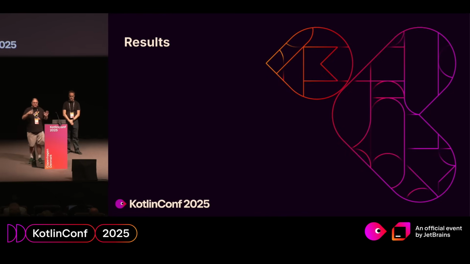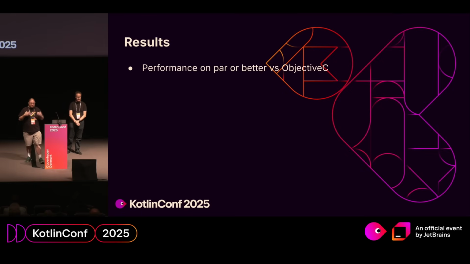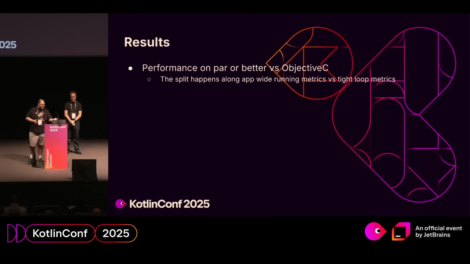That said, I'm going to make some broad, sweeping generalizations initially, and then dive down. So performance generally has been on par or better than our Objective-C code in the major metrics we measure, which is a really fantastic number for Kotlin native. There is a split where things become interesting along what I'm calling short, tight loop metrics and application-wide metrics, and I will dive into what that means in a second.